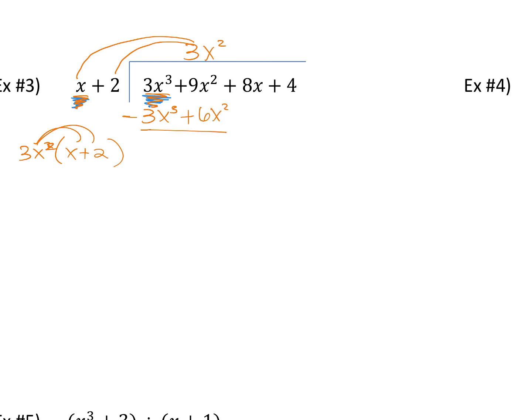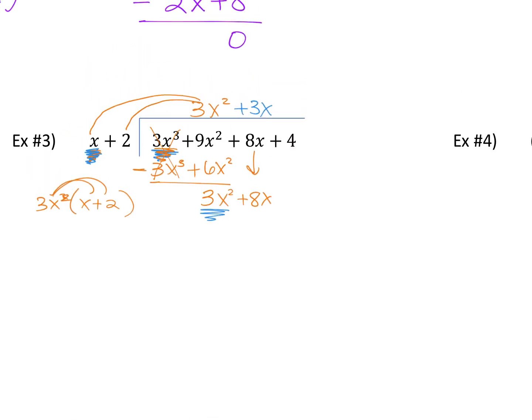Now you subtract that. This one will always go away. You're picking the number that makes that go away. That is 0. 9x squared minus 6x squared is 3x squared. Bring down the plus 8x. Now you're asking, x times what gets you 3x squared? Just 3x. So plus 3x.